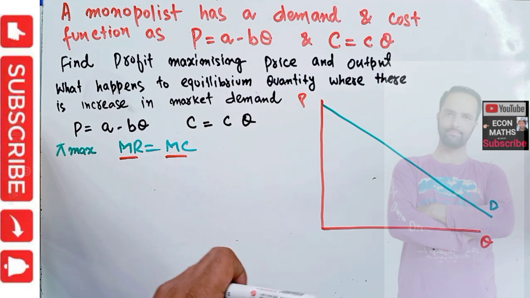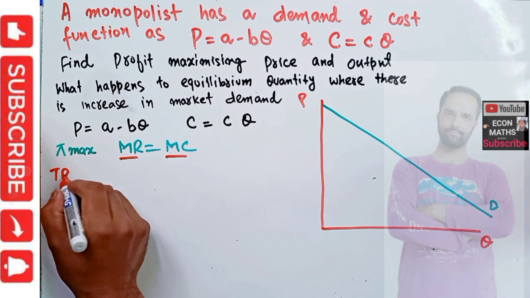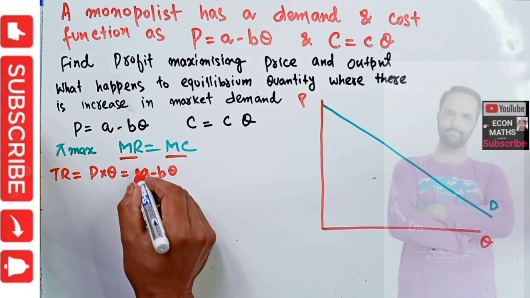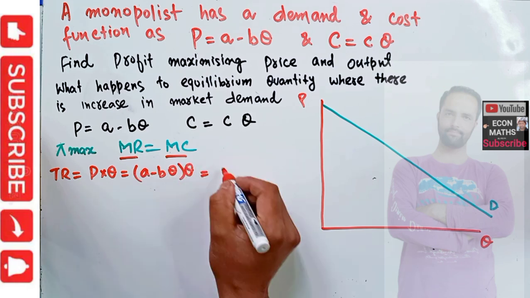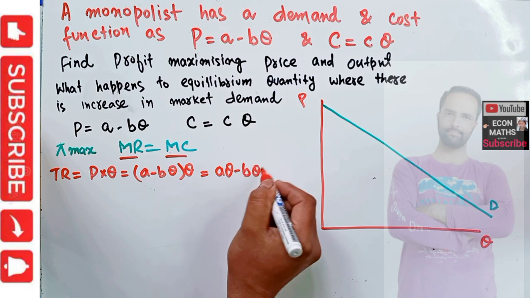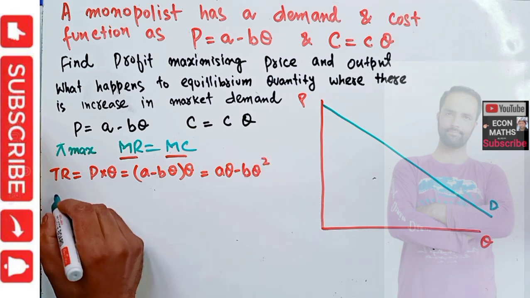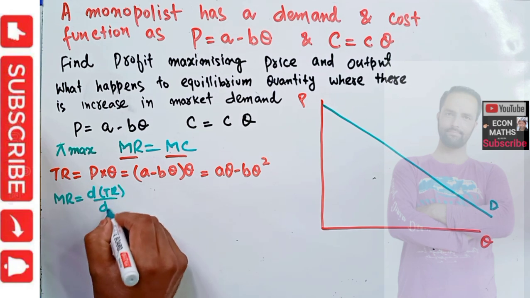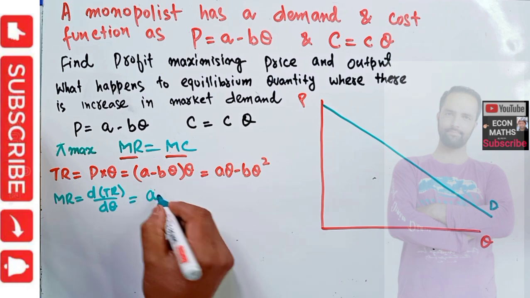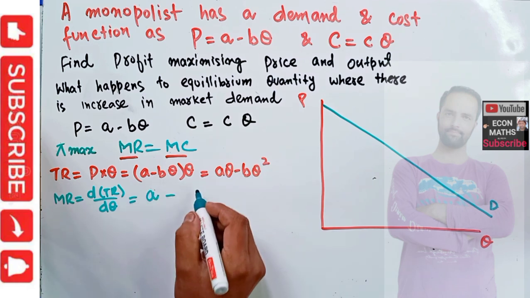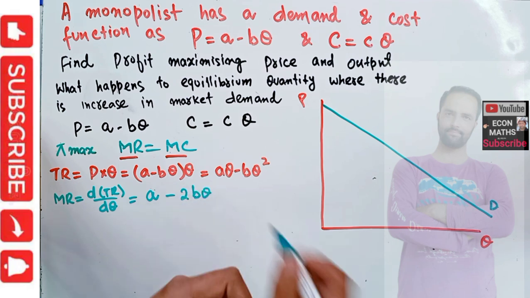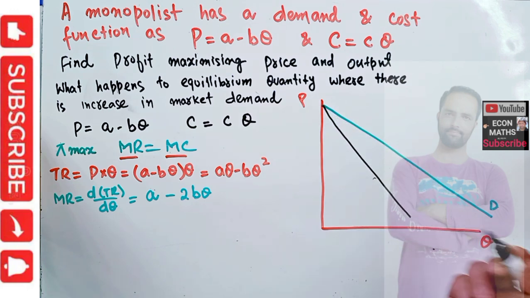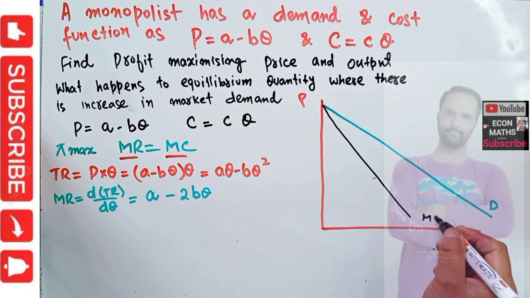So first let us find the marginal revenue. We first need to find total revenue. We know total revenue is price times Q. So P is A minus BQ, and multiplying by Q gives us AQ minus BQ squared as the total revenue. Now marginal revenue is simply the derivative of total revenue with respect to output. The derivative of AQ is A, and the derivative of BQ squared is 2BQ, so we get A minus 2BQ. This will be our marginal revenue.